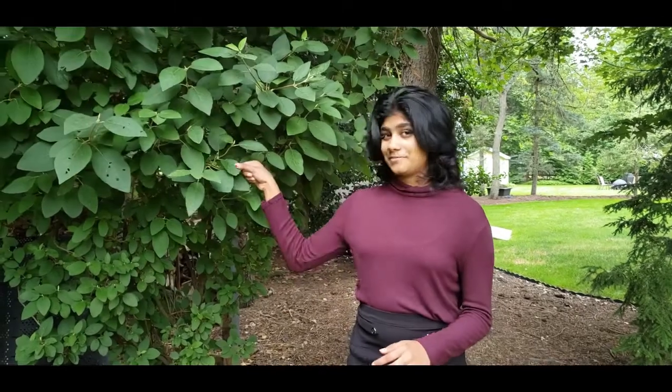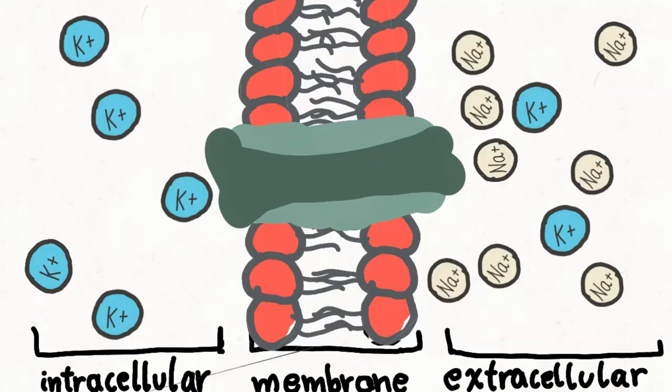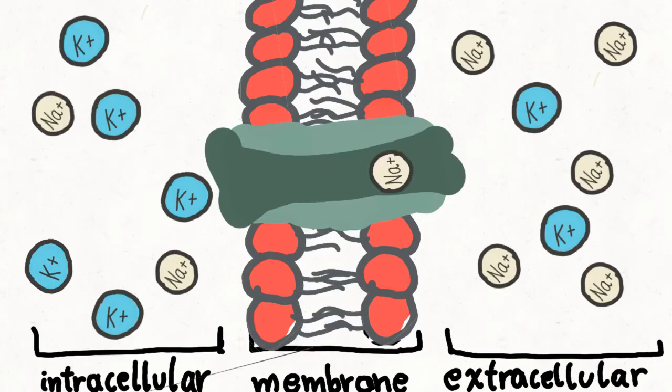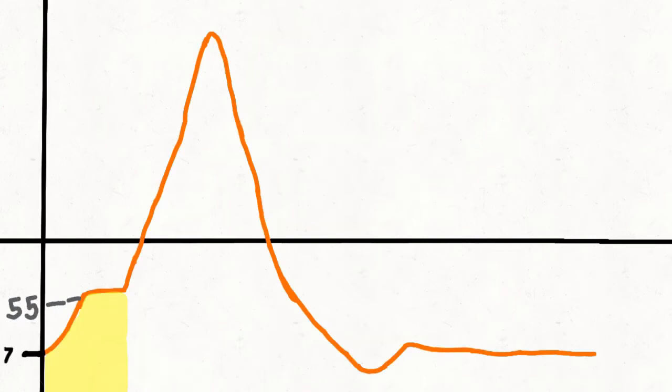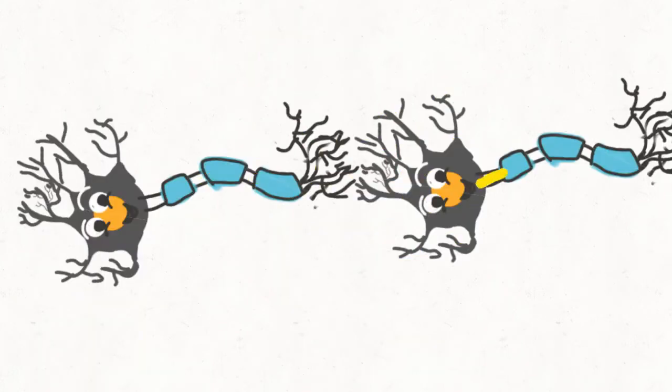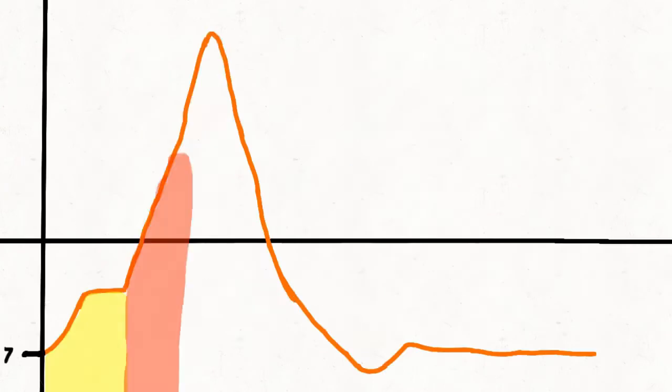There are 3 main phases in which you can divide the action potential. First is hypopolarization. This occurs when you're presented with a stimulus, like touching this leaf. Some sodium channels in our cells open and sodium moves into our cell, leading to the membrane potential increasing. If it crosses the threshold of about negative 55 millivolts, it leads to the generation of an action potential.